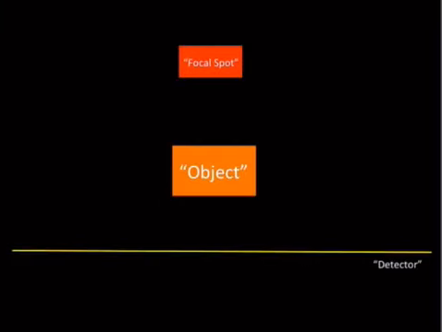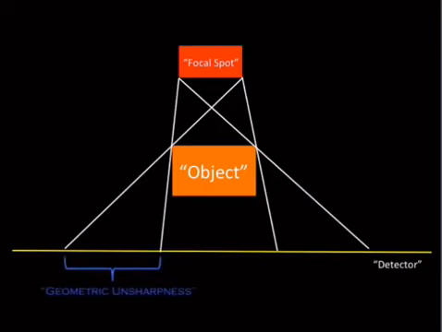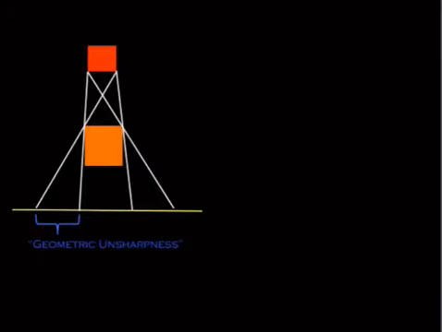So here's our focal spot. Here is our object. And here is our detector. If we draw lines sort of like this, this part here that's off to the side, between those two points, that's the so-called geometric unsharpness. Now we're going to move stuff around and see how that changes. Before we do that, though, I want to get some vocabulary words here.